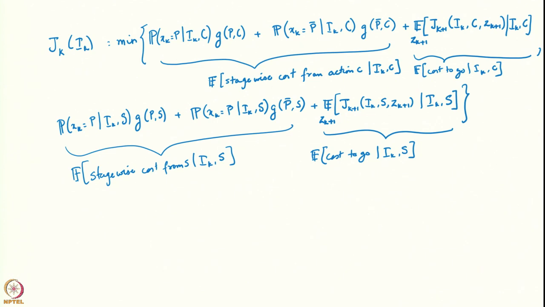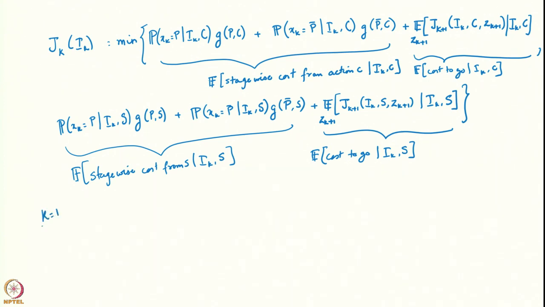Now let us apply this for various values of k. So remember for k we already have that J2 of I2 is equal to 0, that has been told to us because the terminal cost is actually 0, or in other words we can just simply write, we can begin from k equal to 1 itself.